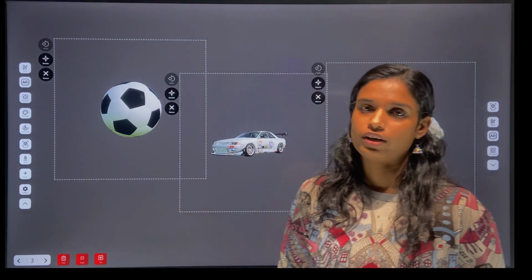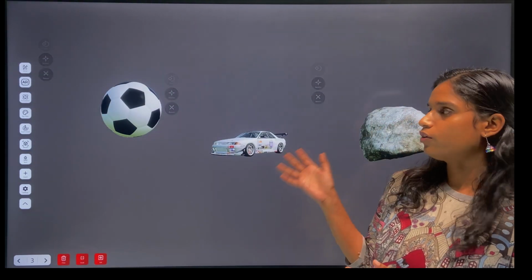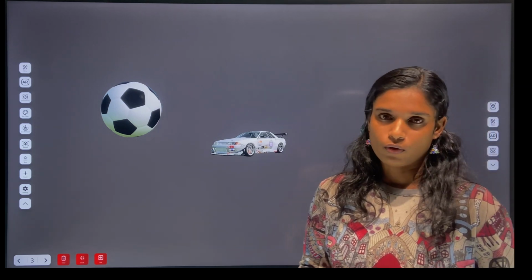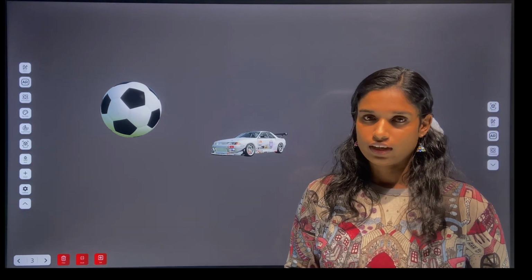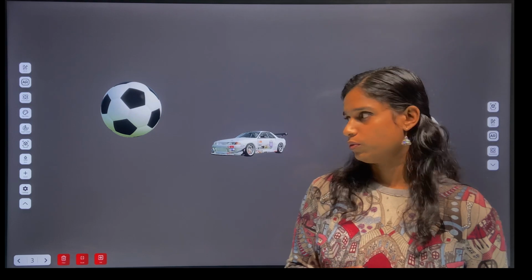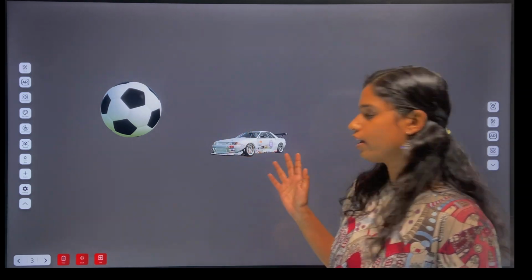Now let us look at what are non-living things. These all are non-living things. They cannot grow and they do not need air and water and they cannot move on their own. Look at the ball, car and the stone.